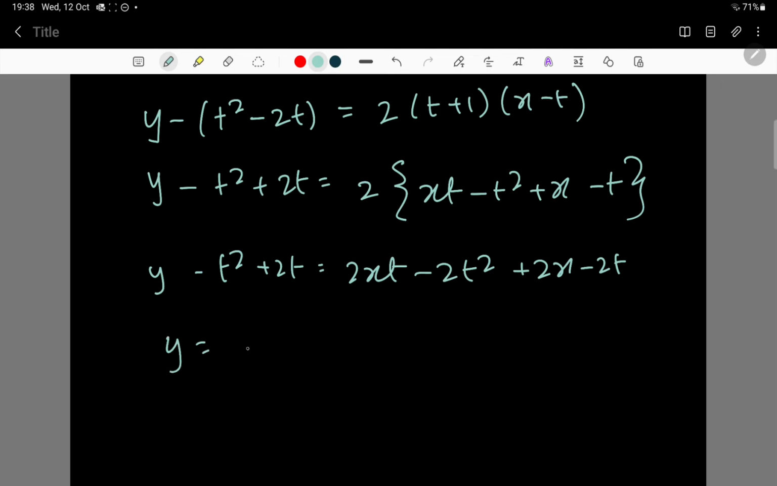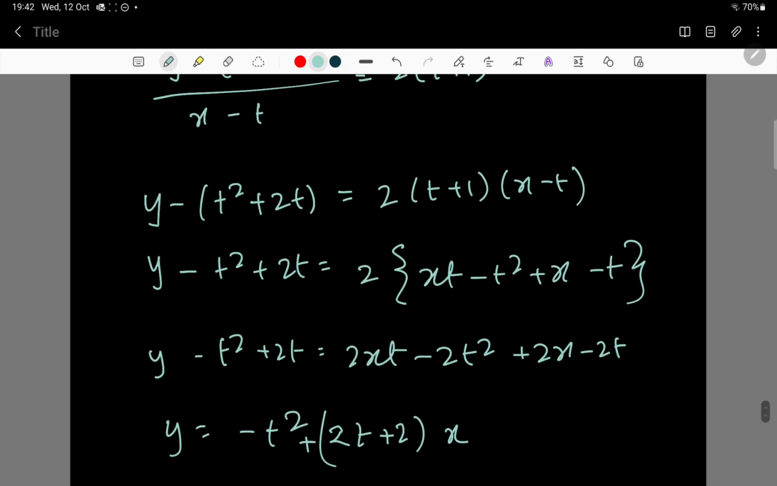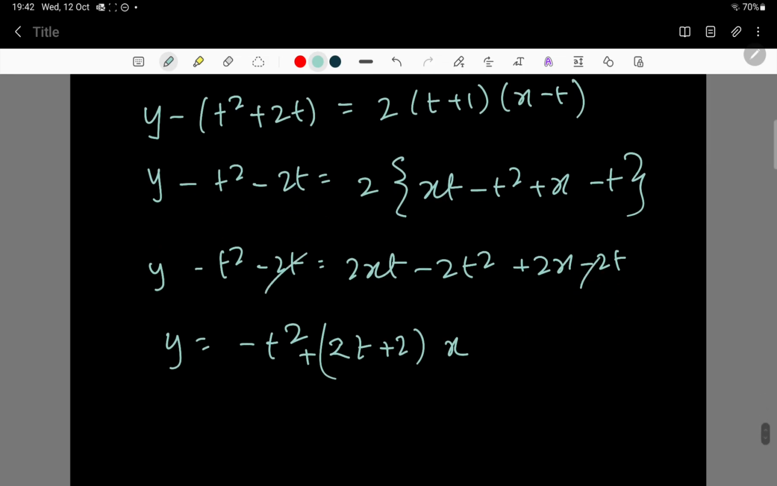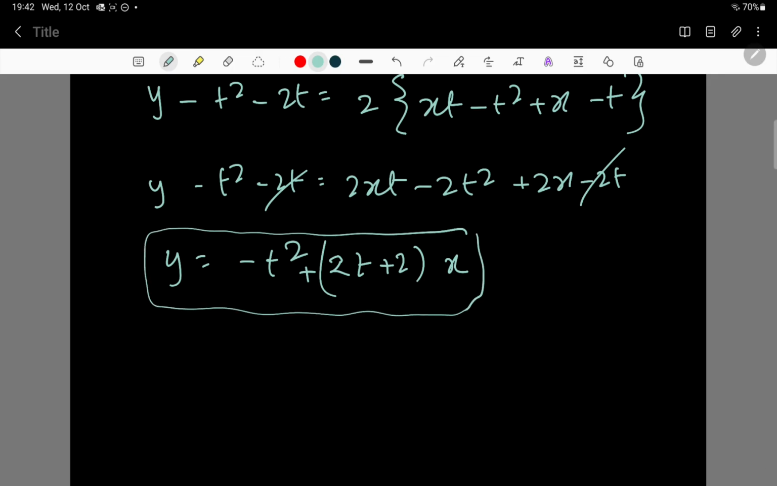So y is equal to minus t square, right, minus t square. Okay, a small mistake, that would be t square plus 2. So accordingly minus minus, so we can directly cut this, and this is our final equation in parametric form.